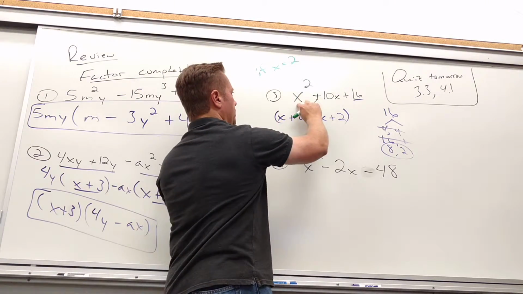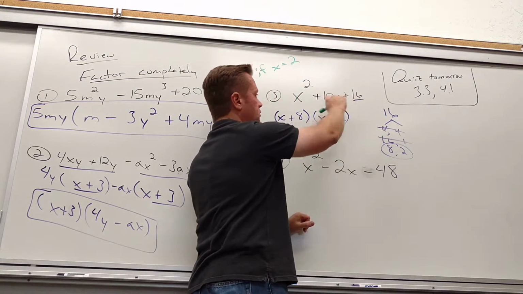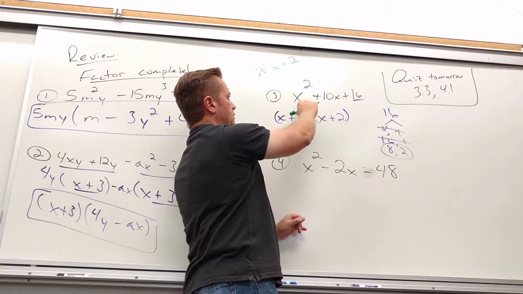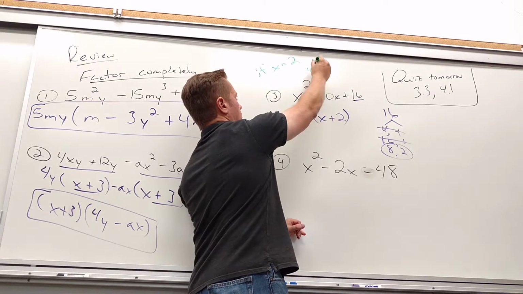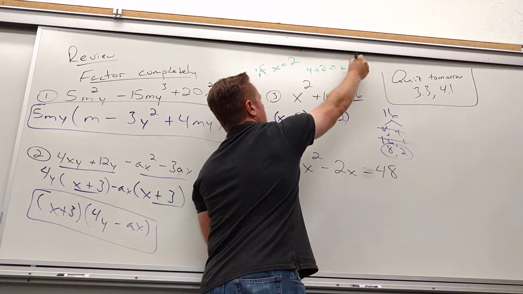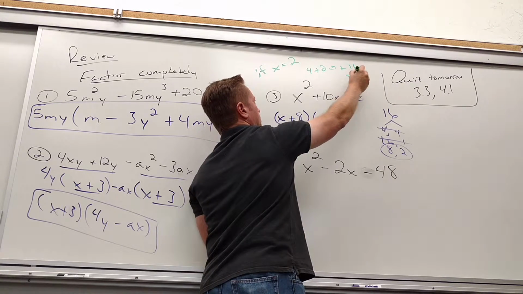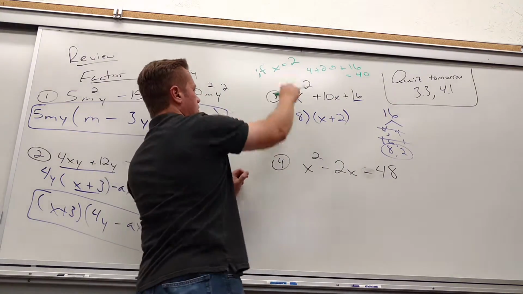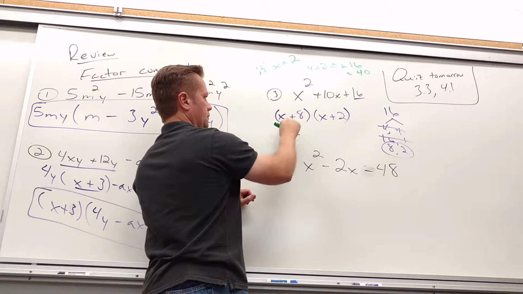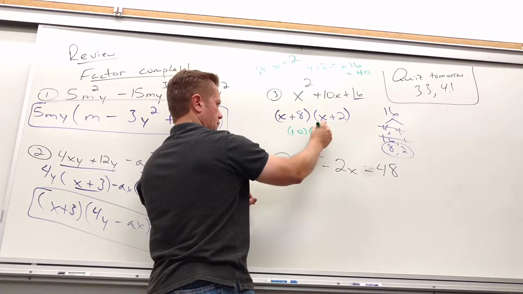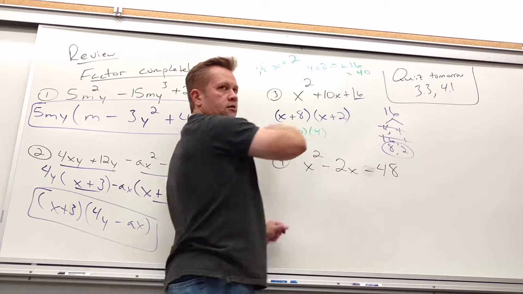So if x were 2, what number is this? This is just a number that I don't know yet, but now I know it. What number will this be? This is 4 plus 20 plus 16, and what's that? 40. And if x is 2, what's this? 10. Is that a way to factor that?